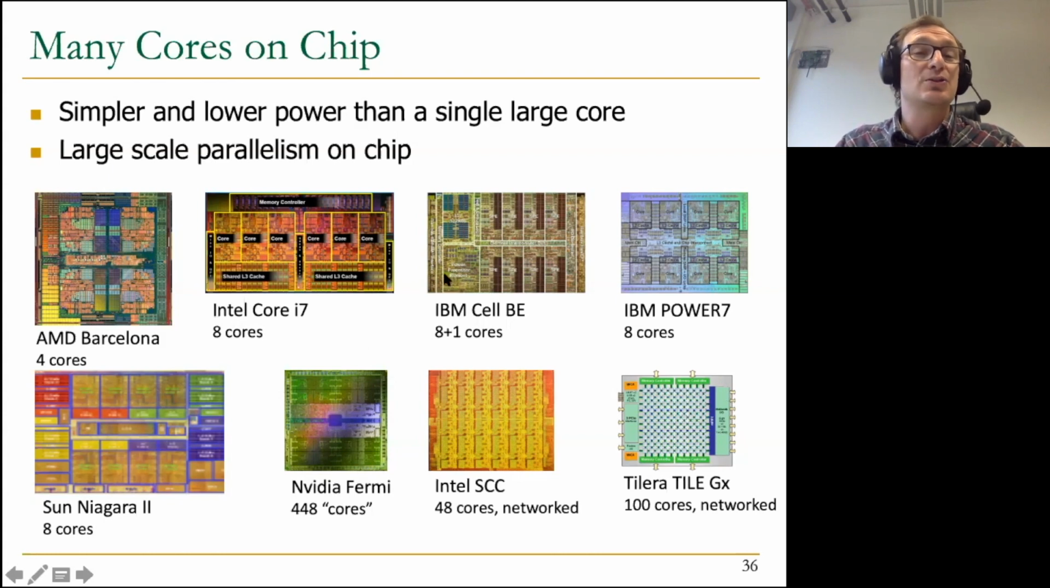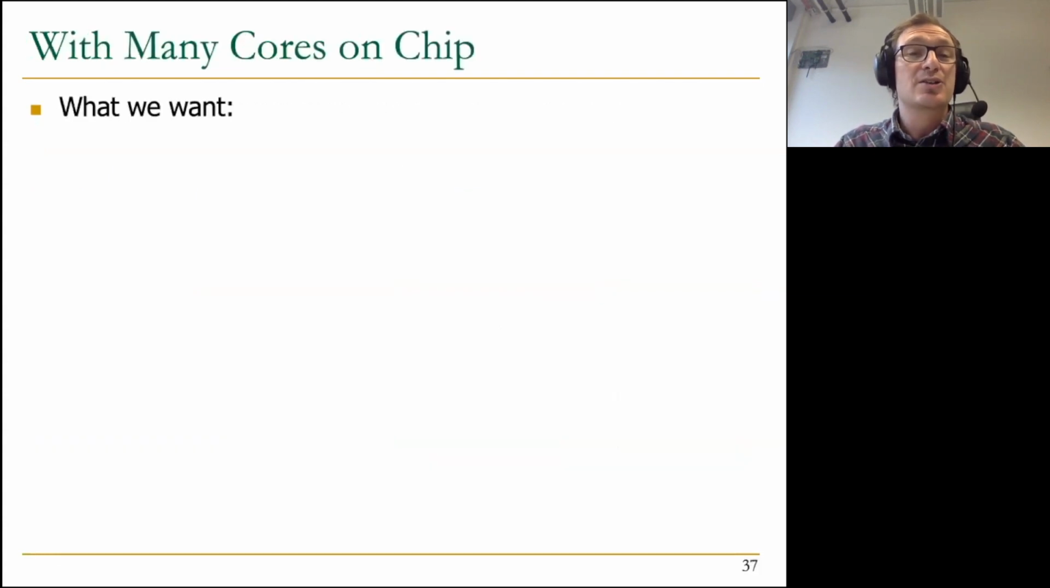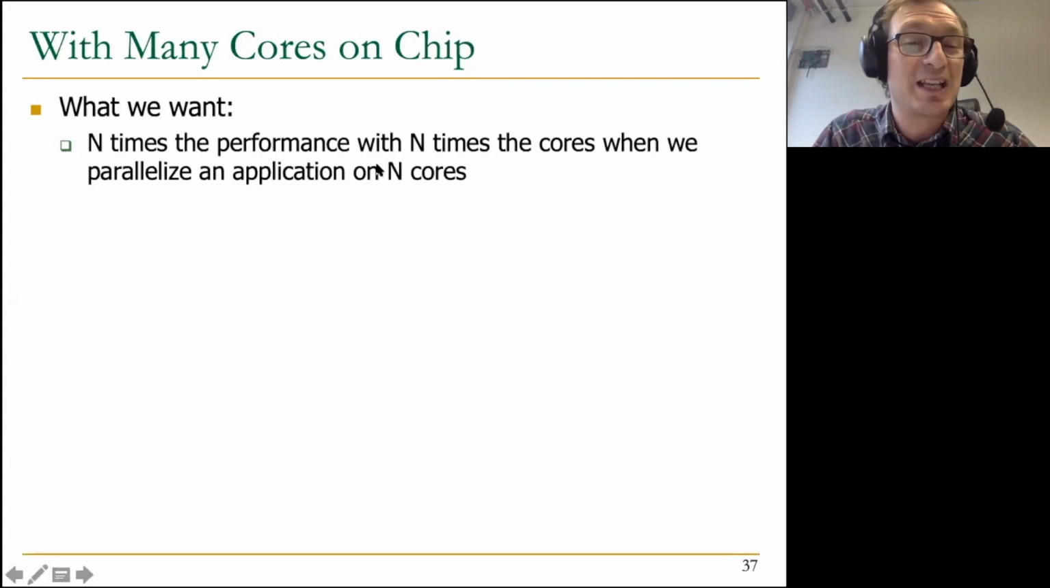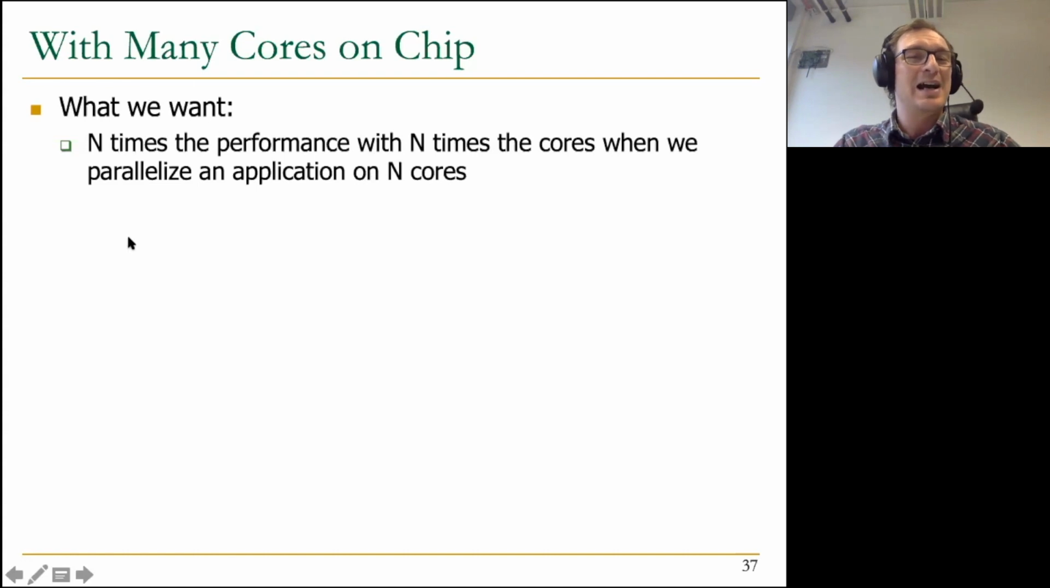So I'm going to give you a historical perspective of how these cores have been designed. So with many cores on a chip, what we want is really n times the performance with n times the cores when we parallelize an application on n cores. So I looked at this in some different way when we talked about interference. So we're not going to talk about multiple applications right now.